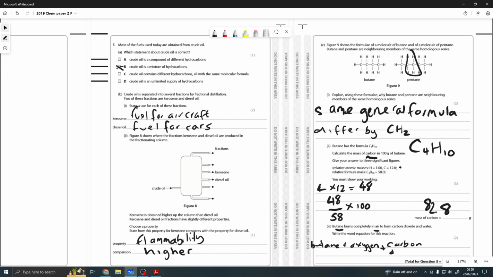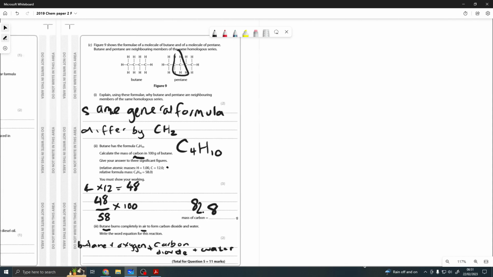I'm not going to fit it on, so I'm going to write it like this. Carbon dioxide plus water. It tells you the 2. Such a generous 2 marks there. All you have to know is that oxygen is the part of air that participates in this reaction. That's all you have to know. The rest of it they give you. It's very generous of them.